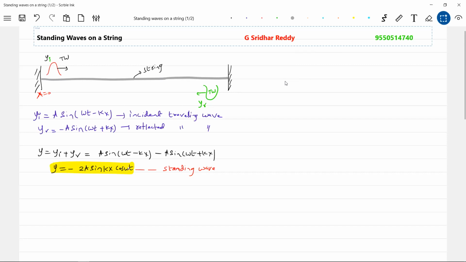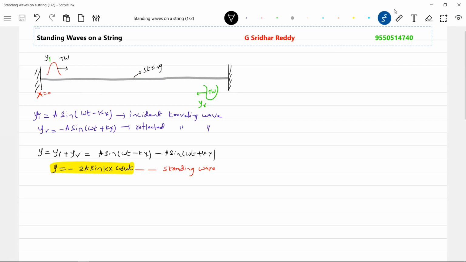Okay, now let's see. I'm more interested in what will happen to this string, how it will be. We know what happens when a triangular pulse comes, and if a sine wave comes, we know what will happen to the shape of the string. Now, similarly, if this standing wave is set up, what is the shape of the string? That's what we'll try to learn.